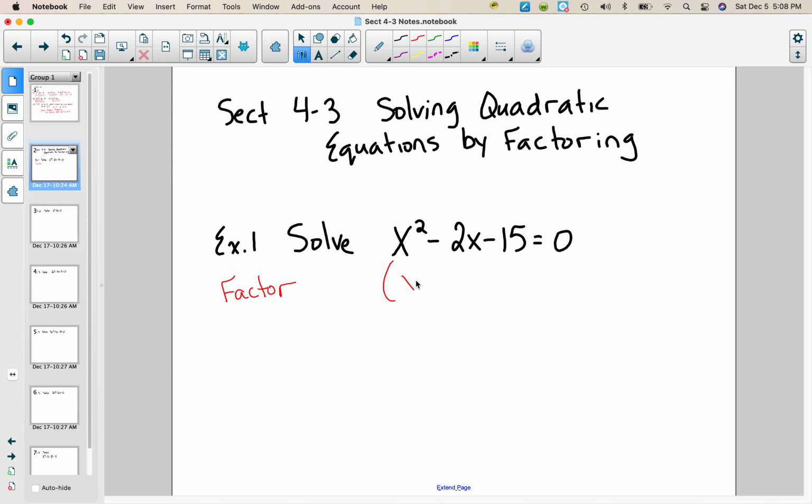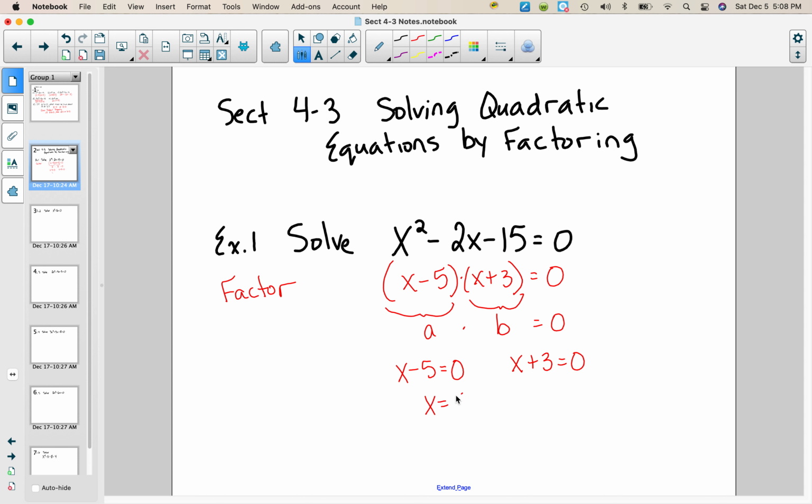So we factor this. We had x minus 5 and x plus 3 equal to 0. Now, think of this as the A and this is the B. So it's like having A times B equals 0, which we've said either A is 0 or B is 0. So either x minus 5 equals 0 or x plus 3 equals 0. Well, here we would add 5 to both sides. We get x equals 5. And here we get x equals negative 3.